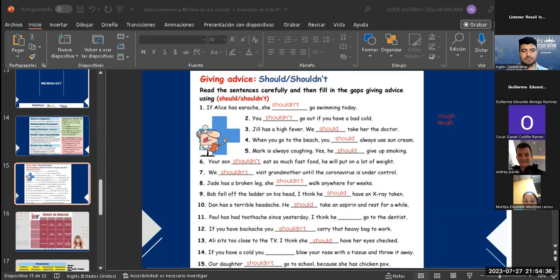Number 11. Paul has had a toothache since yesterday. I think he should go to the dentist. Yeah, we don't have a culture of going to the dentist in El Salvador. Yeah, until we have a toothache, and we are suffering because of the pain. It's really hard. 14, Guillermo, if you please.